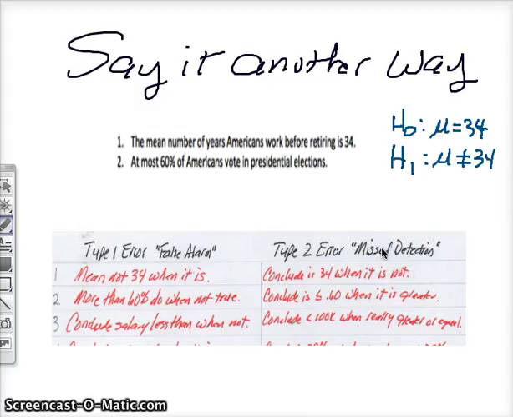Now you're probably saying, Mr. Staples, I'm one of those people that didn't pick up on that too easily. Let me hit it another way. A type 1 error is like a false alarm. So you changed it when you didn't need to change it.